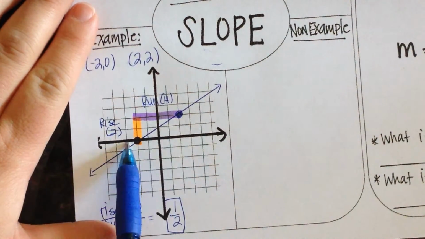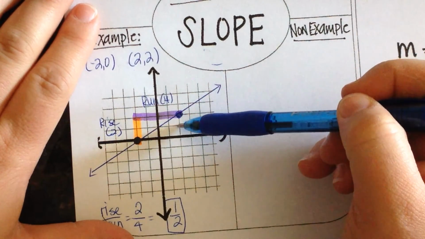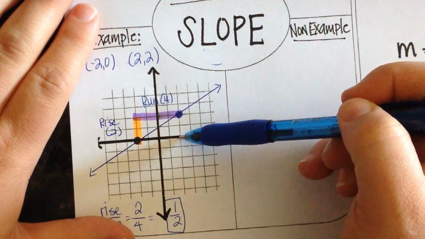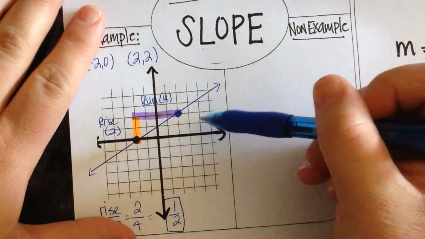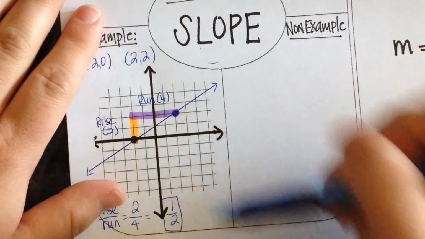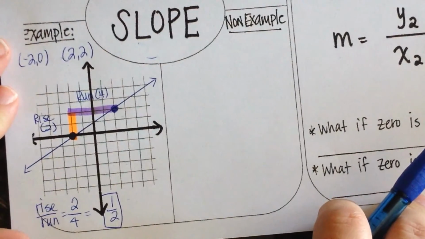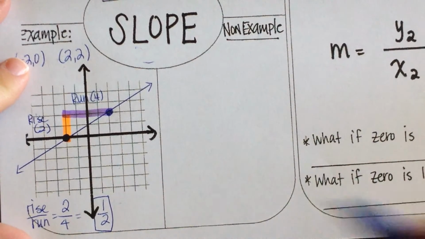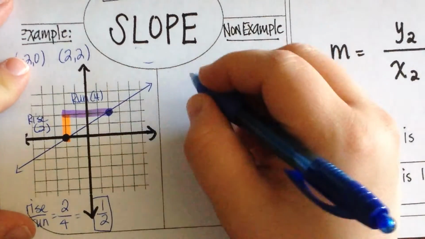I could have done the same thing in this direction. If I started at this point, I could have gone down 2 negative and left 4. Okay, so -2 over -4, I still would have gotten a positive 1/2. Okay, and then just to give you a non-example of what slope isn't, okay, we can really only use slope for straight lines.